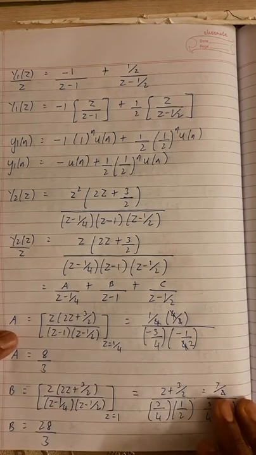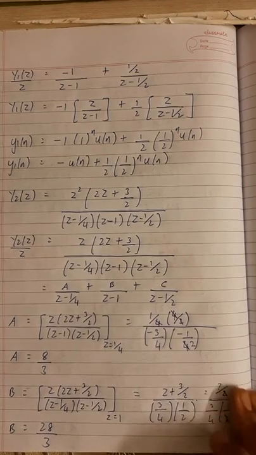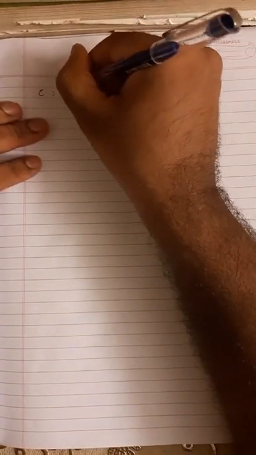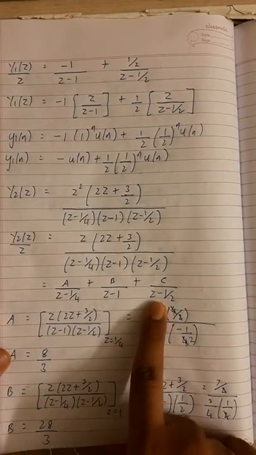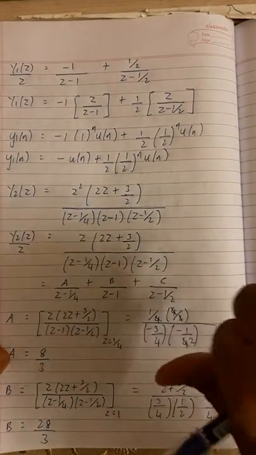So I found the value of A and the value of B. Now I need to find the value of C. To find the value of C, the denominator of C is z minus 1 by 2. So remove z minus 1 by 2 and write the remaining expression.